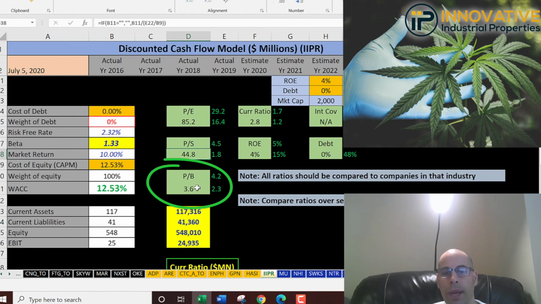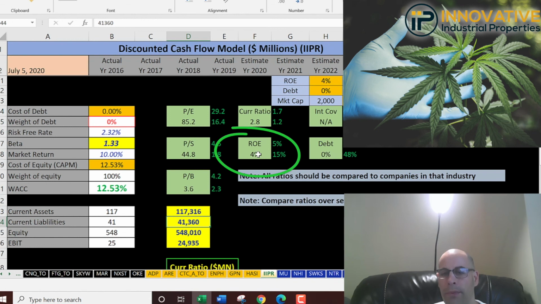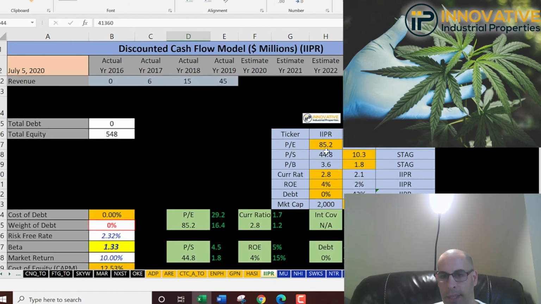They have an okay price to book. That's price of stock over book value per share, because they have no debt, so it makes their price to book look pretty good. They have a good current ratio, 2.8. They can cover their current liabilities, no problem. A low ROE of 4%. I like to see above 20% on this. That's income over equity. And they have no debt, so no interest coverage ratio necessary.